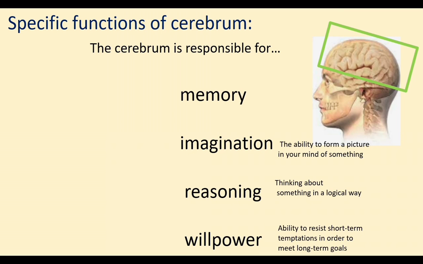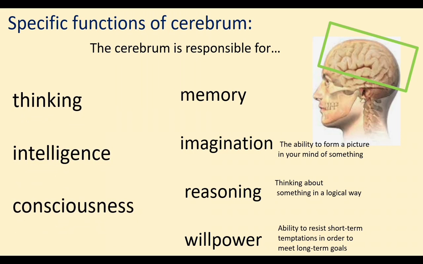Willpower is also controlled by the cerebrum. It is the ability to resist short-term temptations in order to meet long-term goals. Thinking, intelligence, and consciousness are also due to the cerebrum. The opposite of consciousness is unconsciousness. When a person is unconscious, he is unaware of what is going on around himself.